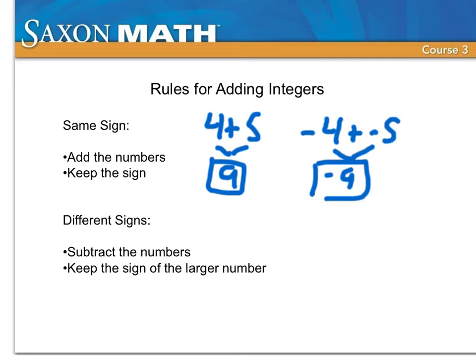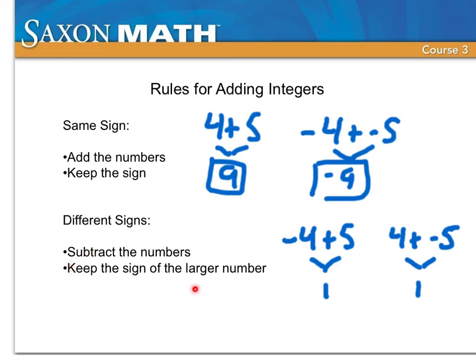If we've got different signs, so like say we've got -4 plus 5, or if I have 4 plus -5. They're different signs. One's negative and one's positive. Same thing here. So there I'm going to subtract the numbers. Well, 5 minus 4 is 1. And same thing over here. 5 minus 4 is 1.